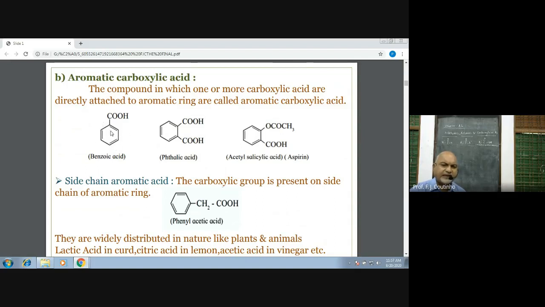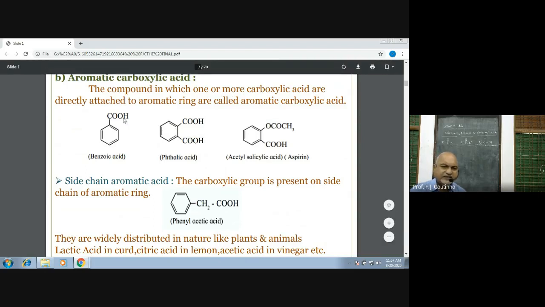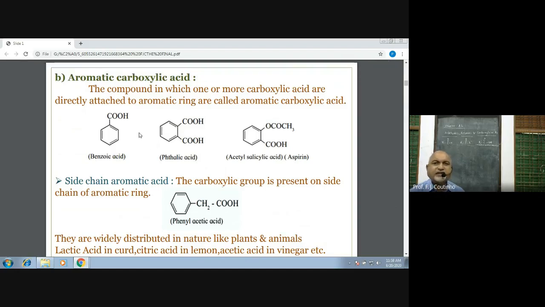Now this aromatic ring is there, and on this, there could be 1 or 2 or maybe 3 also. 1 or more. That's why we say 1 or more. So in this case it is 1. In this case it is 2. In this case again it is 1 only. So 1 or 2 or maybe 3 carboxylic groups attached to this benzene ring, aromatic ring. So compounds in which one or more carboxylic acids are directly attached to an aromatic ring are called aromatic carboxylic acid.